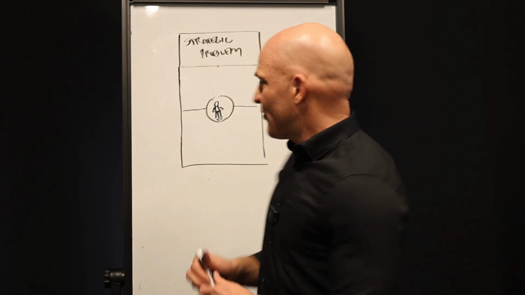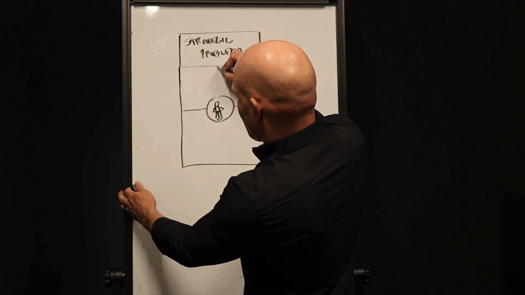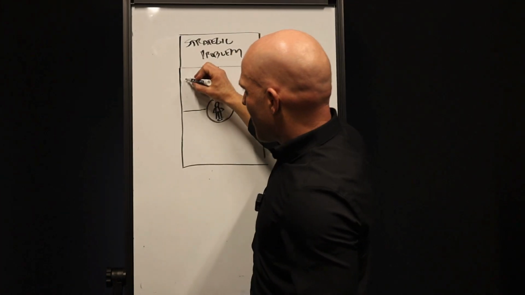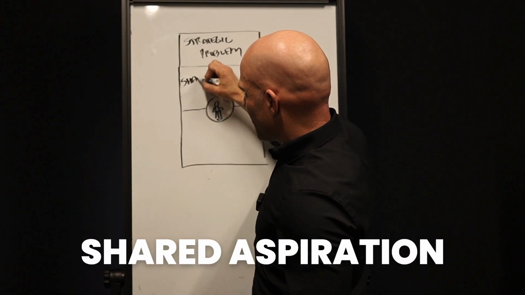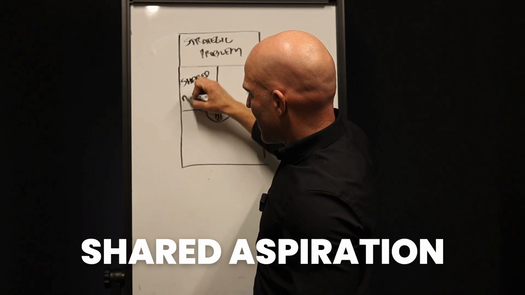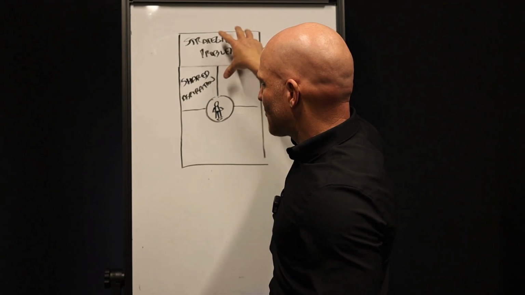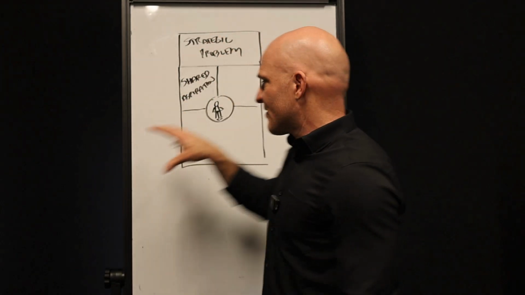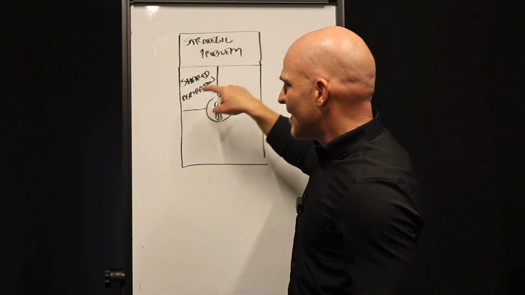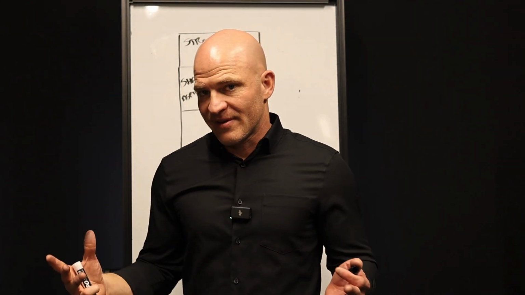All right, we're now ready to get into the next part of the framework. So I'll draw another box and write shared aspiration. Okay, so we have our strategic problem, the number one constraint in the business. We have our ICP in the center. Now we need to get into what does winning look like for your business.